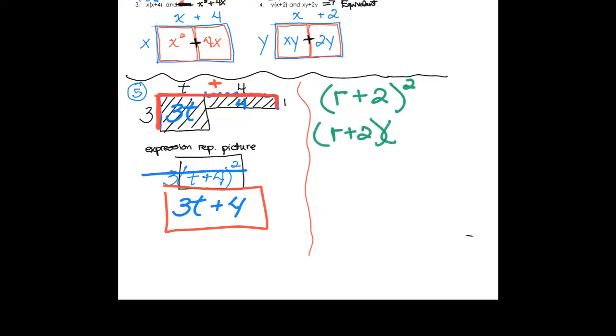Yes. This is what it means, right? This means r plus 2 times r plus 2. All right? R plus 2 times r plus 2, is that a product or is that a sum? It is a product. This is your length, and this is your width. Can we make a large rectangle from that? Yes, we can.